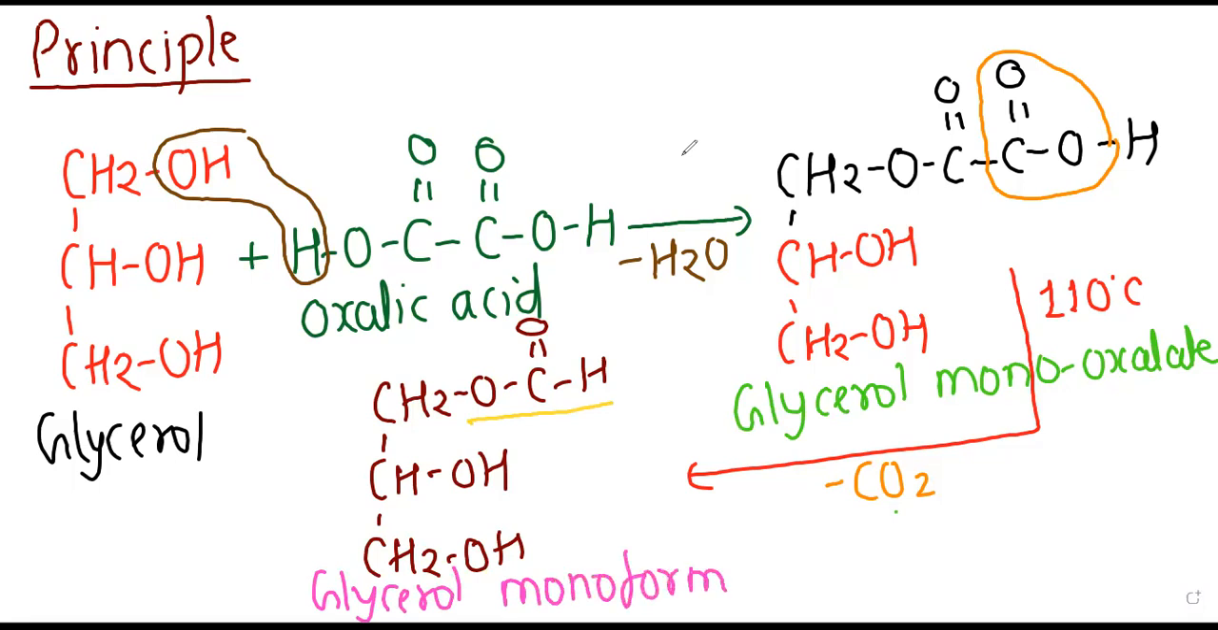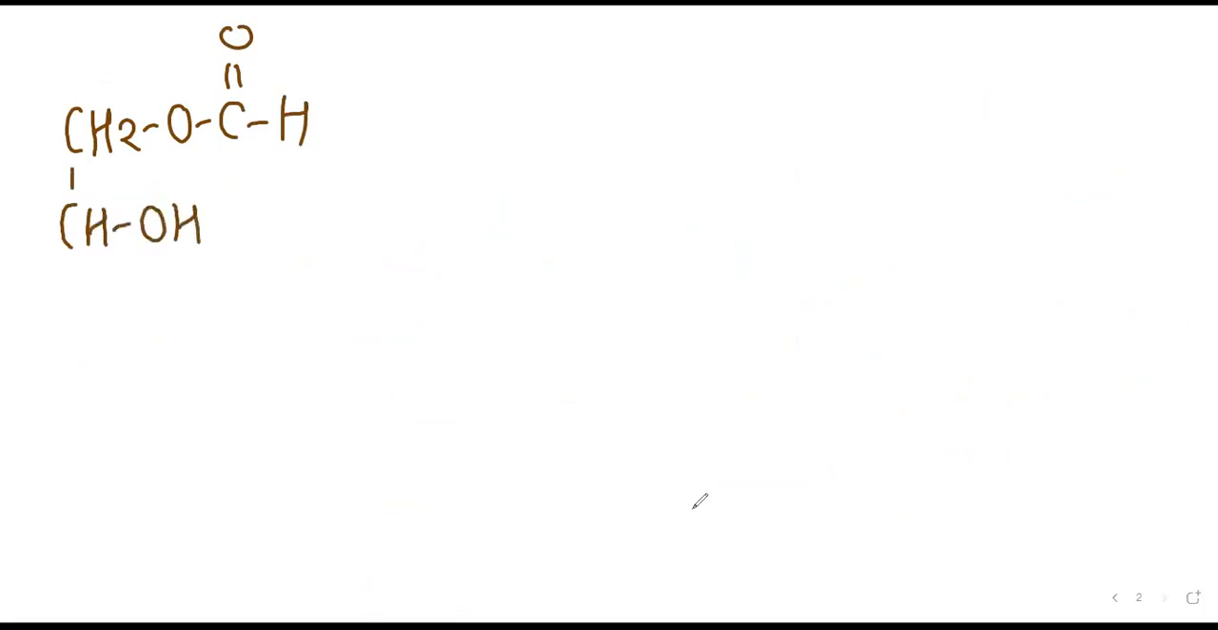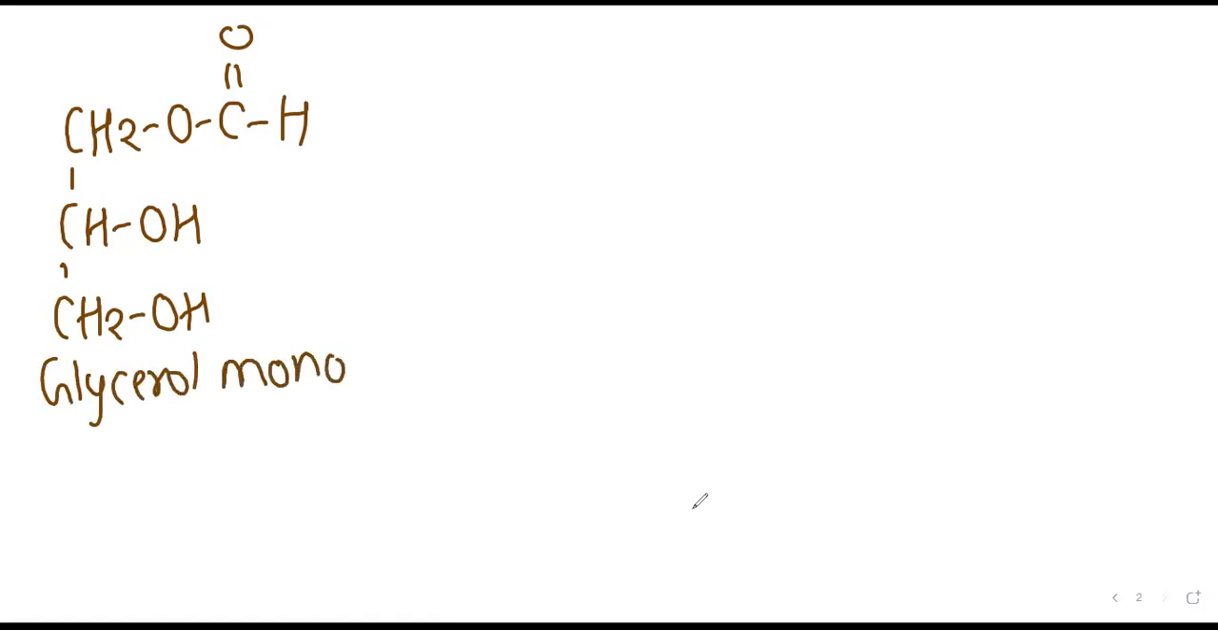Okay, now after the formation of glycerol monoformate, at the end of the reaction, you have to hydrolyze it. Glycerol monoformate is formed: CH2O, CO and H. This is the glycerol monoformate, with CHOH and CH2OH. Okay. This compound is glycerol monoformate. Now what you have to do is hydrolyze it.